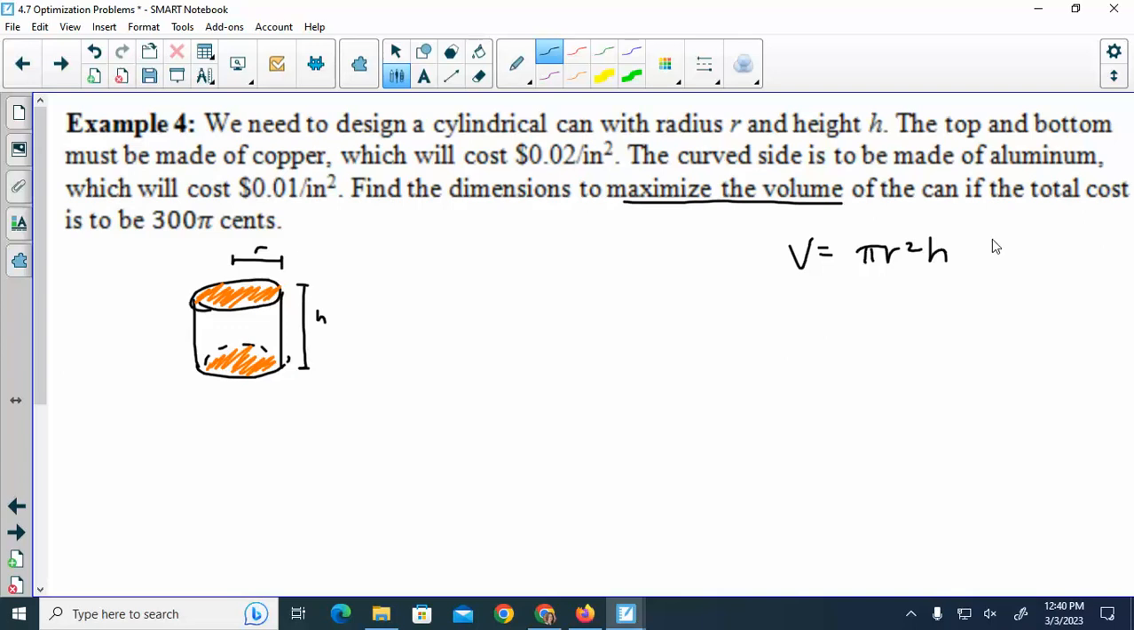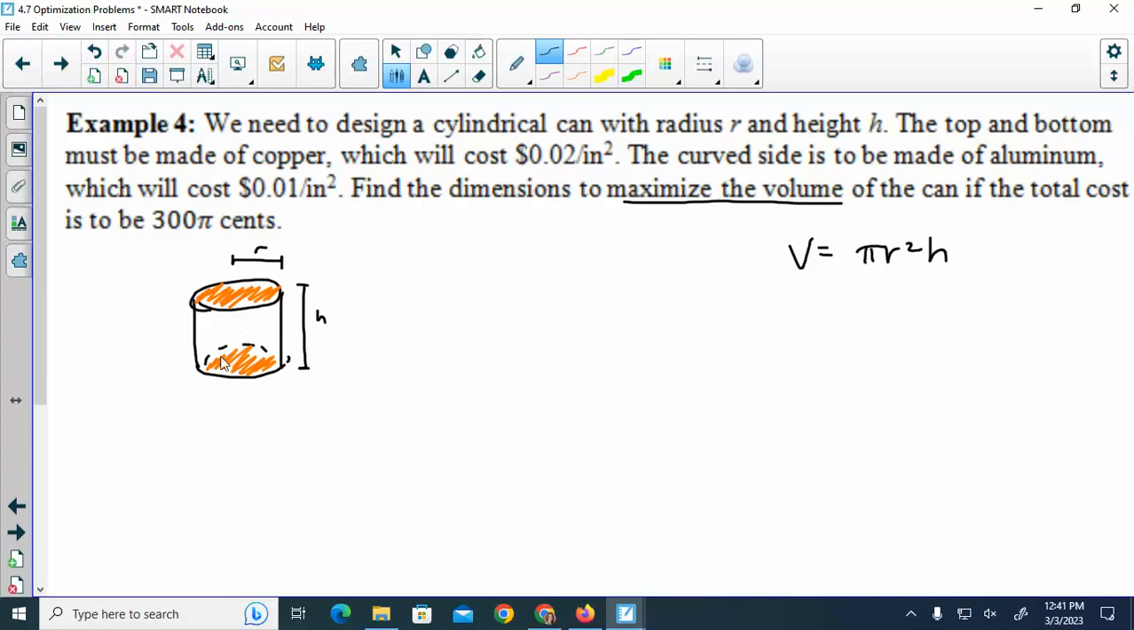Too many variables, okay? We have to get rid of one of those. So that's where the other information comes in. I gave you information about the cost. So it's the cost per square inch. Basically, to get your total cost, you have to find the area and take it times the cost of it.